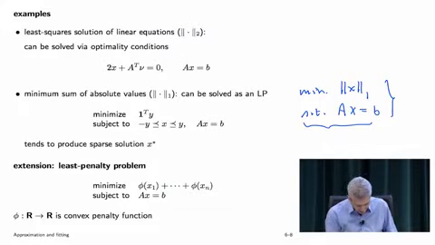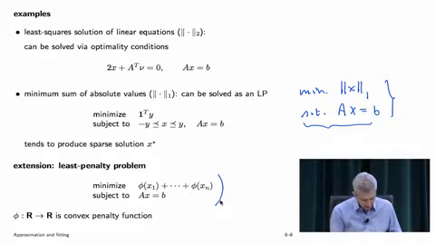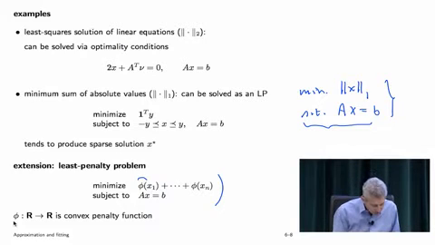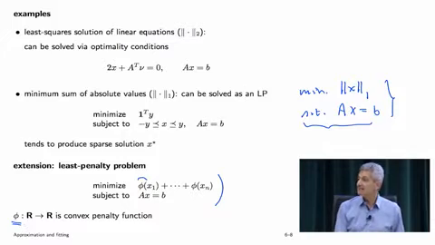Okay, so, well, we've already been talking about this, but the least penalty problem says that you choose a penalty function phi here, and then you minimize the sum of the penalties subject to Ax = b, and then you would choose phi to shape to get an x that you like, right?